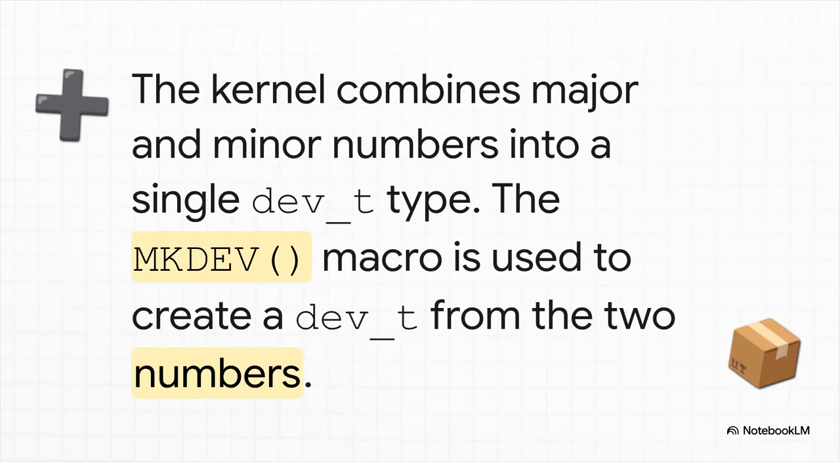Now, you might think the kernel is juggling these two numbers all the time, but it's actually a bit smarter than that. It uses a handy macro to combine them into a single, special data type called dev_t. This is just a really clean and efficient way to pass the device's complete address around inside the kernel.